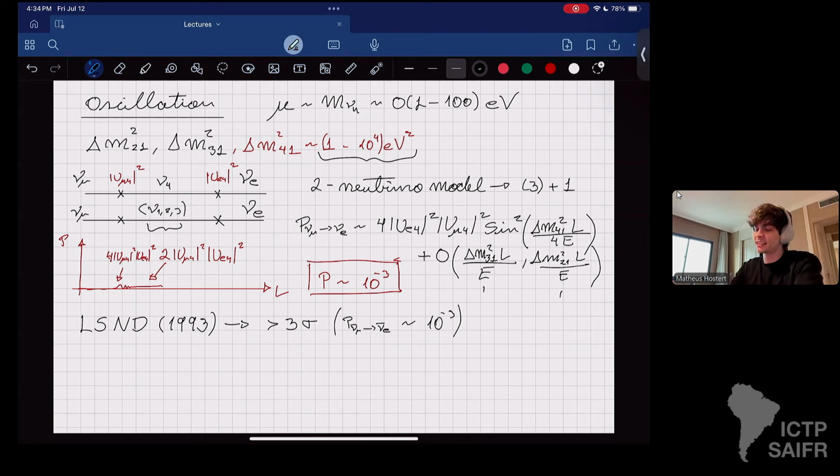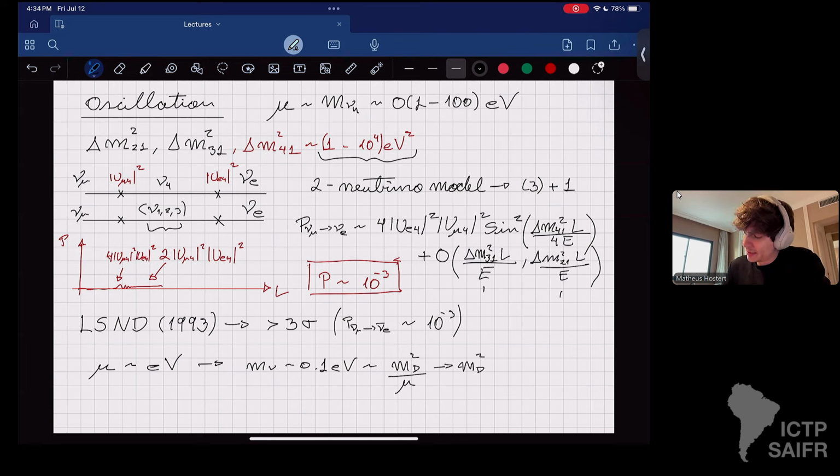If we were to entertain this possibility, you have to go back and ask yourself, is this evidence for the seesaw mechanism? And then you'll be very underwhelmed, because the scale mu being, for instance, 1 electron volt means that our neutrino masses, let's say 0.1 electron volt, have to be md squared over mu, which means md squared is now 0.1 electron volts times mu, which we take to be 1 electron volt.